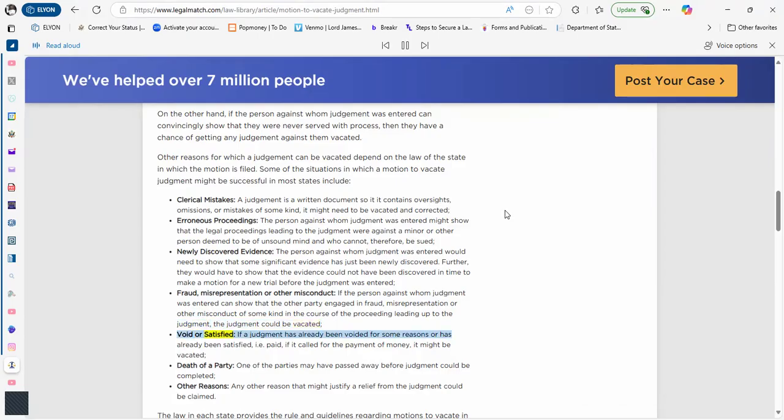Void or satisfied. If a judgment has already been voided for some reason or has already been satisfied, i.e., paid, if it called for the payment of money, it might be vacated. Death of a party. One of the parties may have passed away before judgment could be completed. Other reasons. Any other reason that might justify relief from the judgment could be claimed.